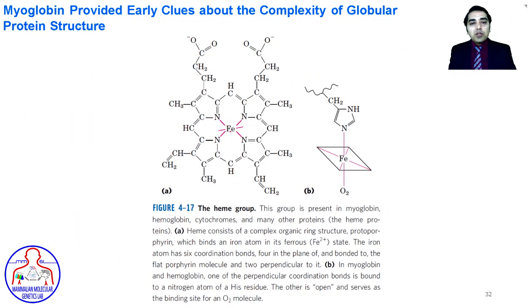This is the structure of the heme group that is containing iron in the middle. This iron is making 4 of its bonds with the 4 nitrogens, while 1 of its bonds is made with the nitrogen of the histidine and 1 bond is free to be formed with the oxygen.